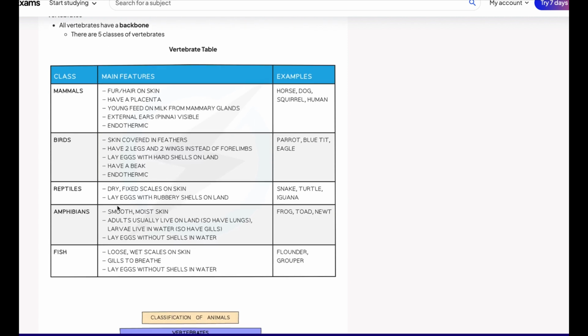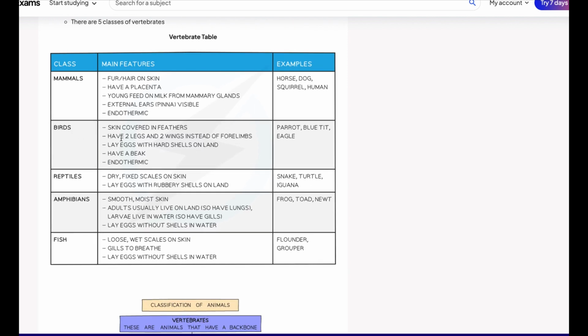Now we go to the second group, which is called the birds. The birds' skin is covered with feathers. If you look at a bird, like the chicken we buy and eat, the skin is covered with feathers. They have feathers, and they have 2 legs and 2 wings.